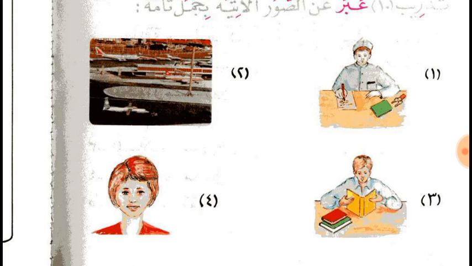Second is... just give me a moment, sir. This is the airport. I'm just remembering the sentence. Sir, what do we say for aeroplane? Taira. Atairatul filmitar. Yes, sir. Okay, got it, sir.